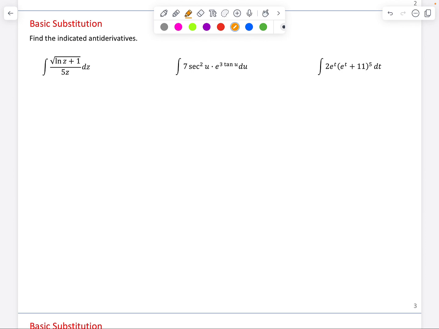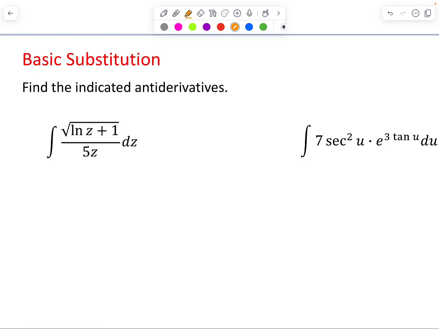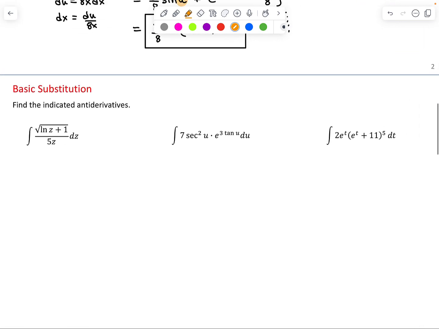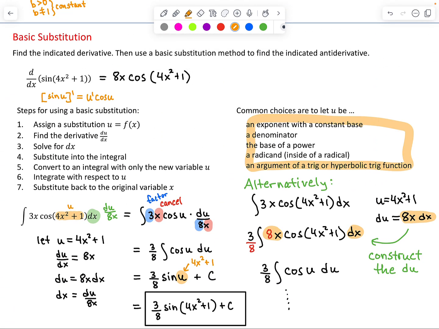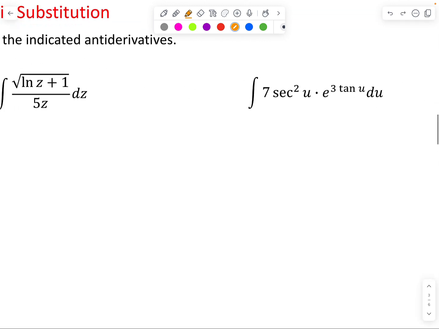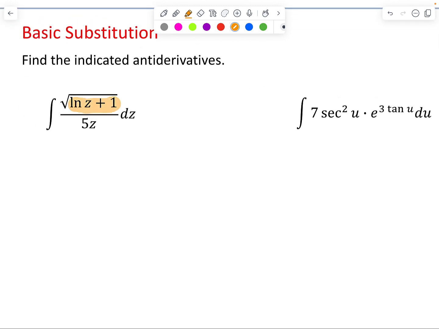3 examples on this page. All will require a substitution. Here we have some choices about what I might call u. Recall on the previous page a list of some common choices. So in this case, I see we have a radicand and we have a denominator. So let's consider both options. I could let u be the radicand, or I could let u be a denominator. In this case, only one of these will be helpful.